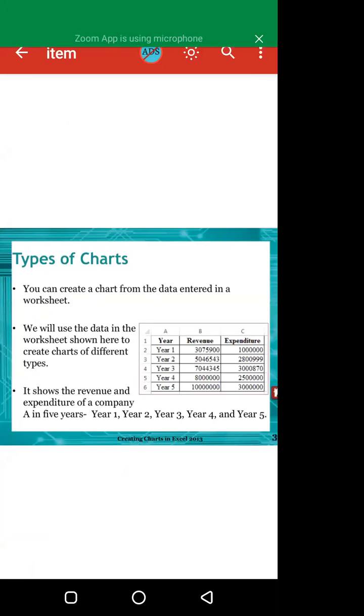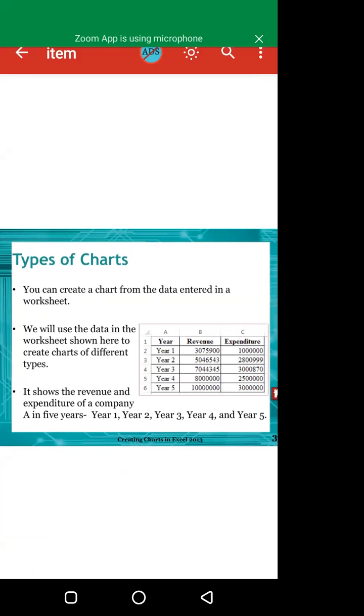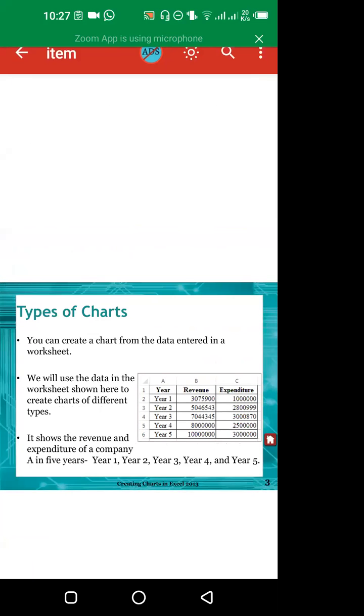Types of chart. You can create a chart from the data entered in a worksheet. We will use the data in the worksheet shown here to create charts of different types. It shows the revenue and expenditure of a company in 5 years: year 1, year 2, year 3, year 4, and year 5.